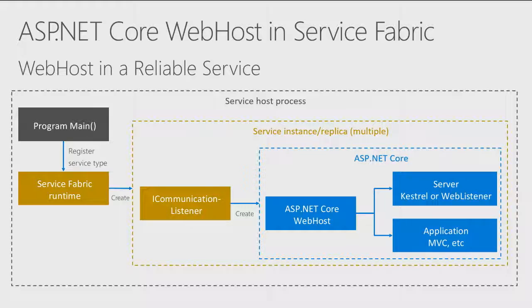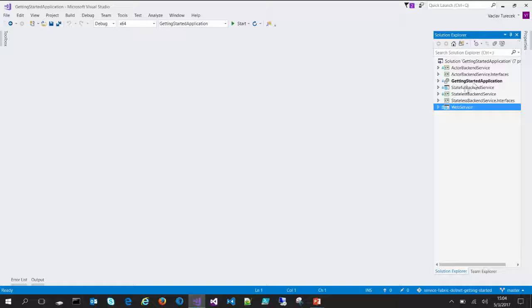So let me pause here real quick and switch over to Visual Studio just to show you what this actually looks like in code, so you have a good idea of what we're talking about. This is one of our pretty simple getting started sample applications for Service Fabric. It's got a few services in it. Here I have a stateless ASP.NET Core service ready to go.